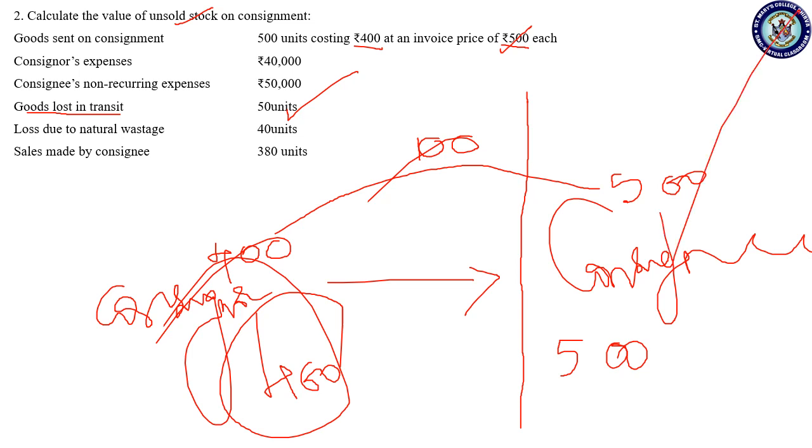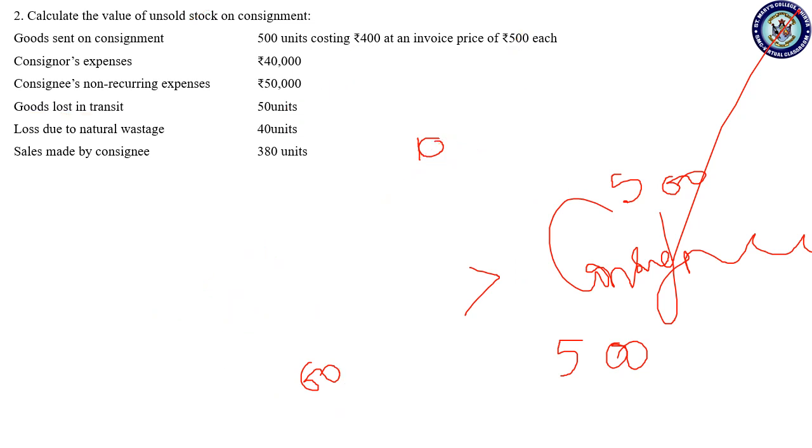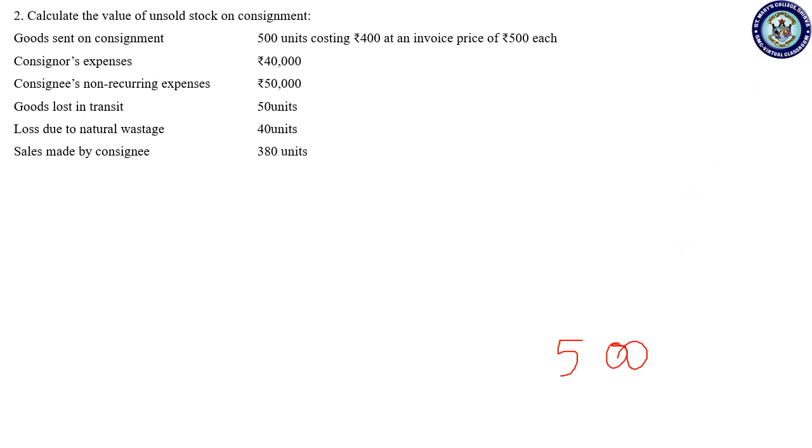So if the abnormal loss was incurred before the consignee received the goods, in the sense it may be in transit or it may be in the hands of the consignor, then you have to take 400, that is excluding loading price. If it has reached the consignee, then for any calculation you have to take 500 as the cost. Now one more point.